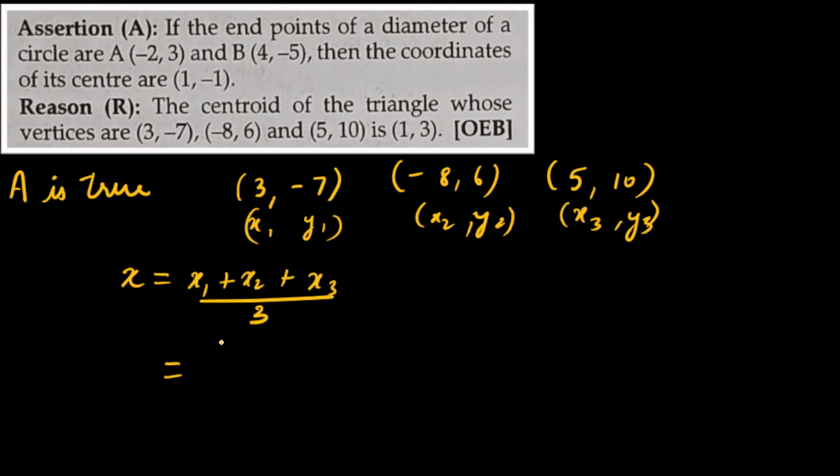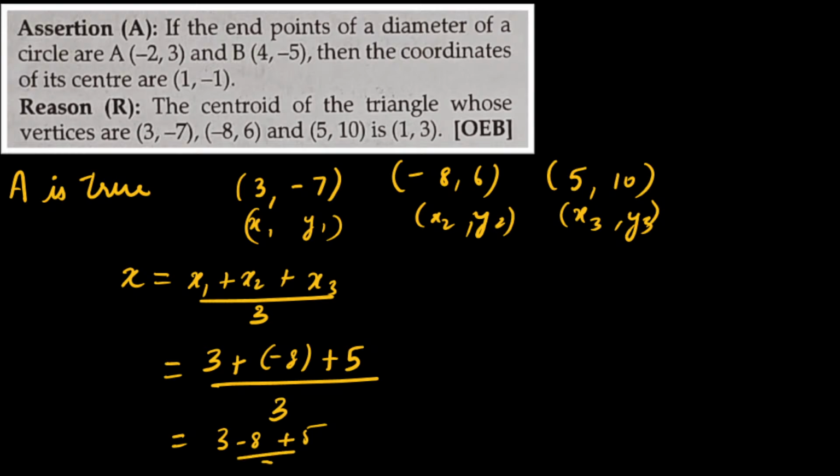So x1 is 3, plus -8, plus 5, by 3. So 3 plus minus, if I change, plus minus is minus. So (3 minus 8 plus 5) by 3. 3 minus 8 is minus 5. Minus 5 plus 5 by 3 is equal to 0. So x we are getting equal to 0.